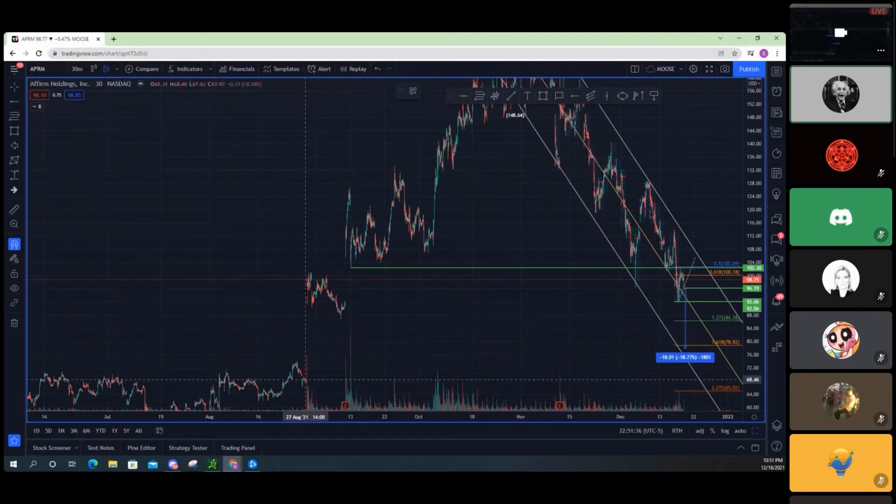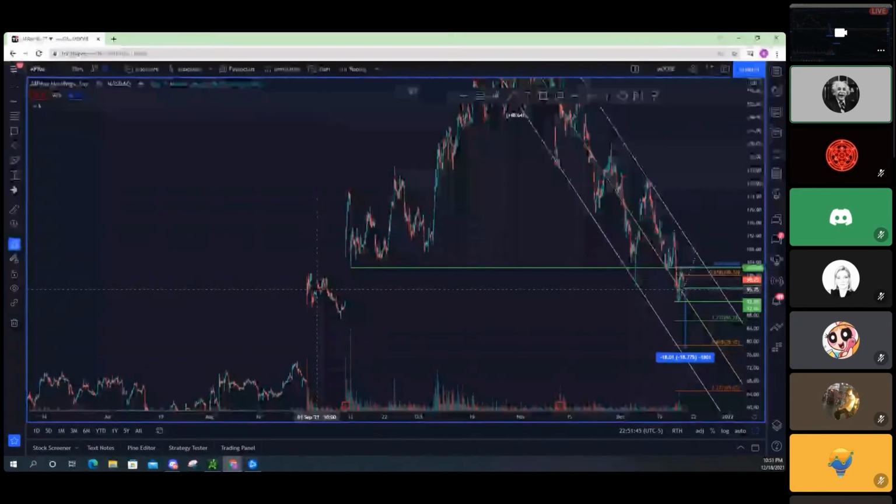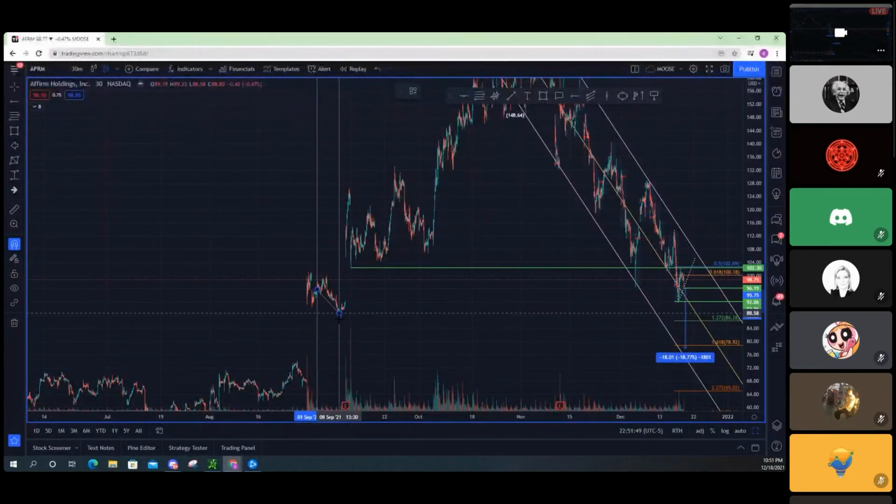So I'm looking for 930. Sorry, my mouse is just jumping everywhere. Okay, sure, this way. Okay, so if I grab this POC, it's telling me that the POC for this range, or that day, September 1st, is around this area.